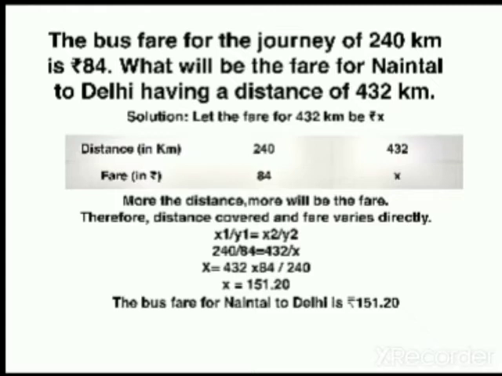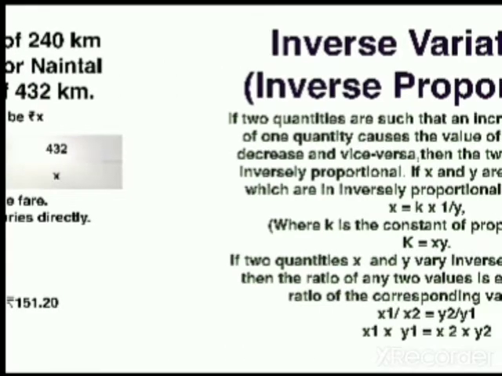So the more the distance, the more will be the fare. Therefore the distance covered and the fare vary directly. Therefore you have to use the formula x1/y1 = x2/y2. So 240/84 = 432/x. So you will get the value x = 151.20. Therefore the bus fare from Nainital to Delhi is rupees 151.20.